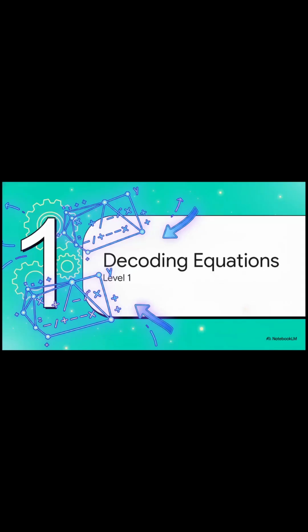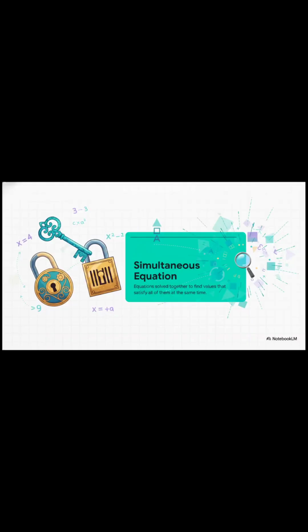All right, let's jump right into Level 1, decoding simultaneous equations. What exactly is a simultaneous equation? Well, it's simply a set of 2 or more equations that we solve together. The absolute key here is finding the values of the unknown variables, like x and y, that satisfy all the equations at the exact same time. Not just one equation, but both of them. It's literally like finding a single magical key that opens 2 completely different locks simultaneously.